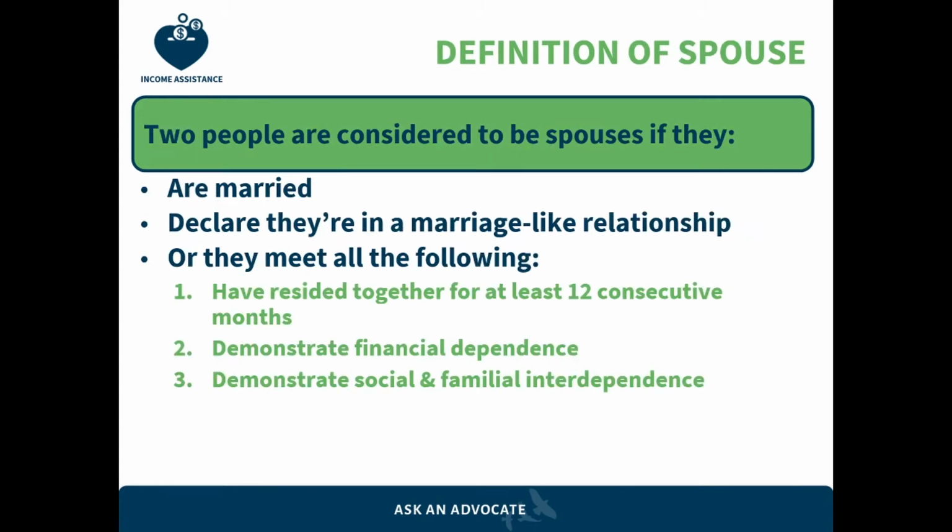The ministry defines two people as spouses if they are married, if they declare they're in a marriage-like relationship, or if they meet all of the following criteria. They have resided together for at least 12 consecutive months, they demonstrate financial dependence, and they demonstrate social and familial interdependence. It's important to note that if someone is in a relationship but not living together, nor sharing expenses or parental responsibility, then the partner's income should not affect their assistance.